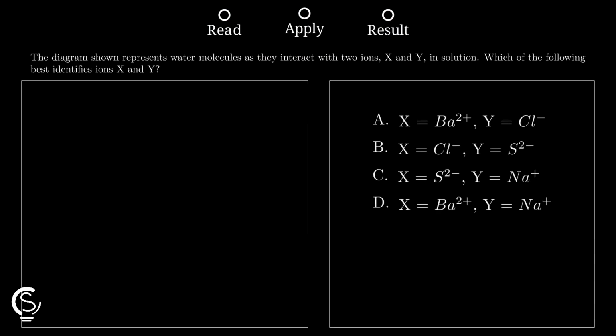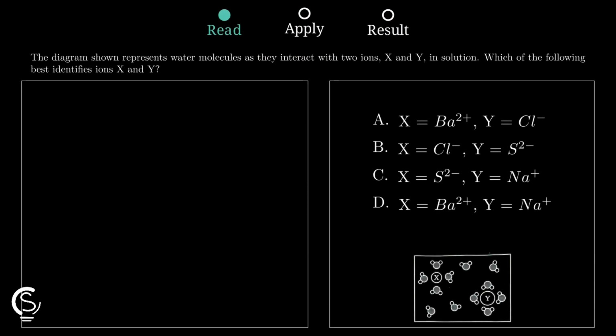First, remember that water is a polar molecule where the oxygen atom carries a partial negative charge while the hydrogen atoms carry a partial positive charge. This polarity dictates how ions interact.